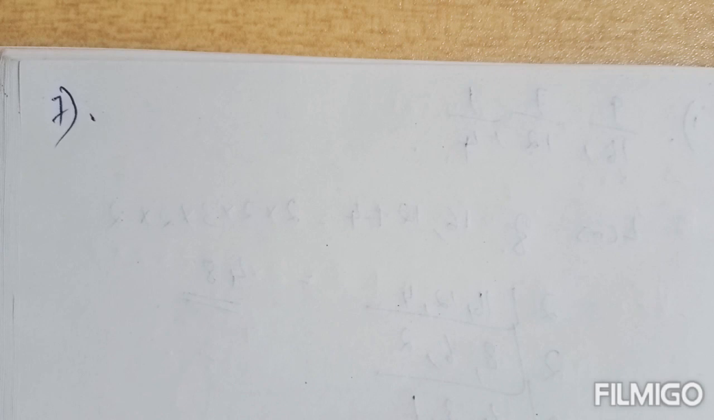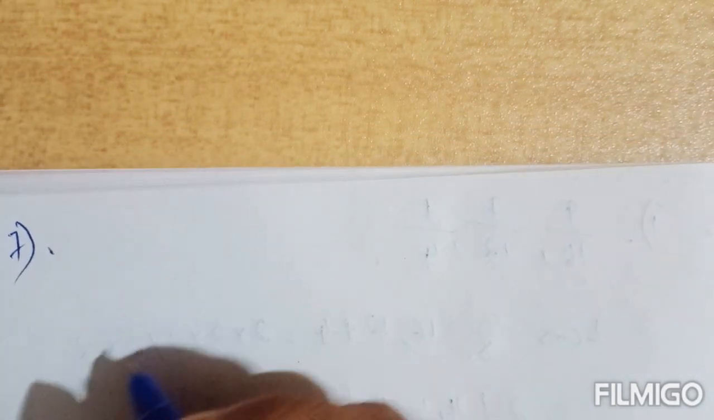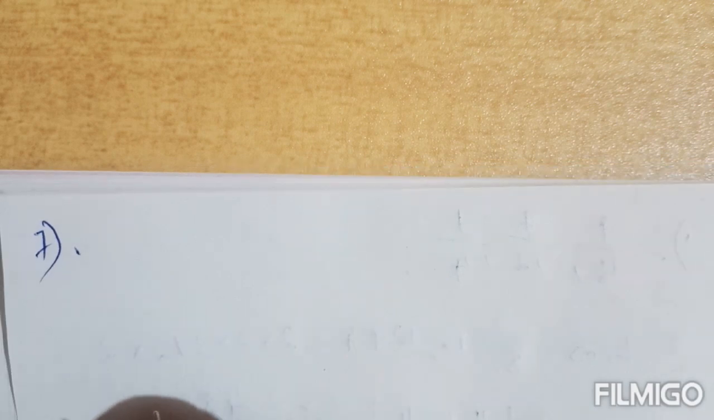Seventh question. I bought 1 dozen bananas and ate 5 of them. What fraction of the total number of bananas was left? So here you have to write the number of bananas left as a fraction. I bought 1 dozen bananas. What is 1 dozen? 1 dozen means it is 12.